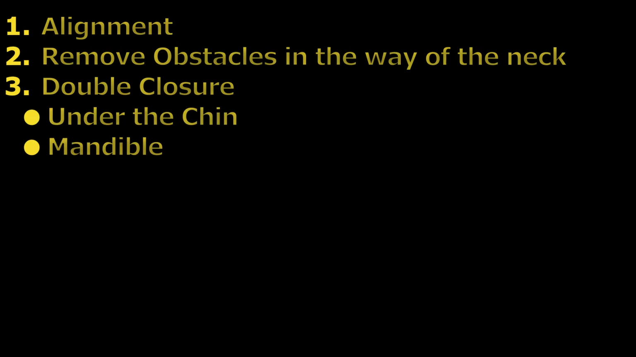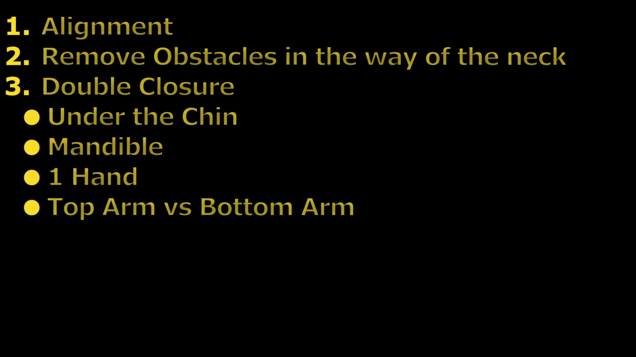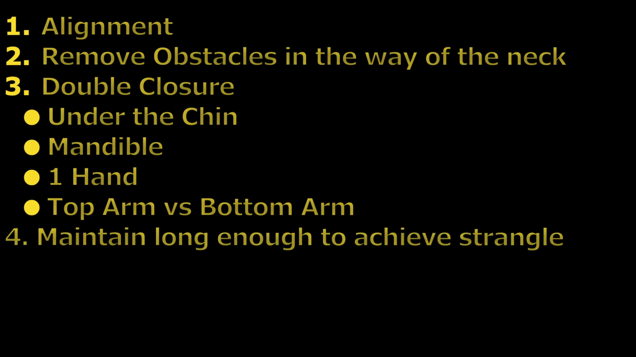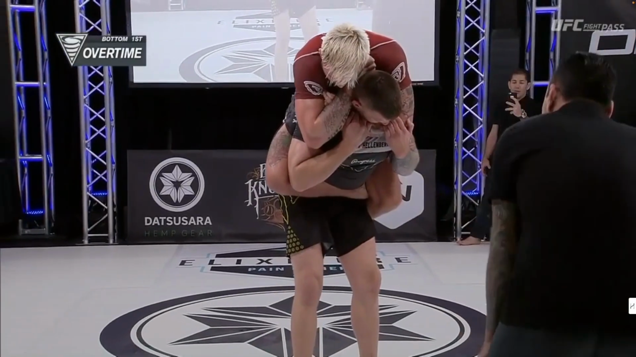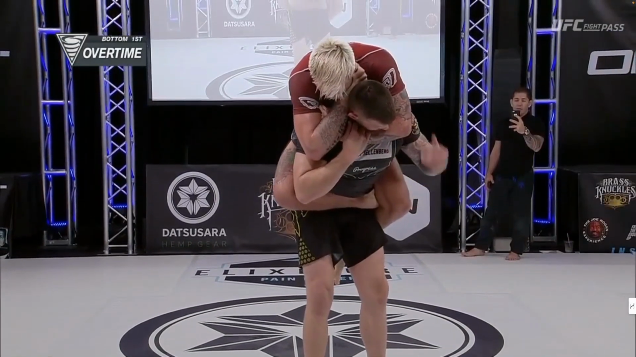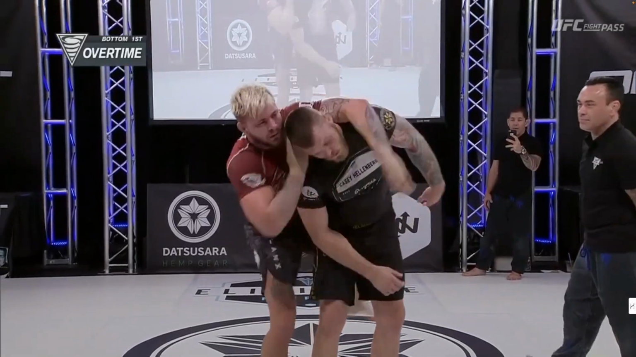So there are many ways to achieve double closure, but once we do, the final step is to maintain our position long enough to achieve the strangulation finish. Strangulations take time to work, so we need to maintain our finishing position long enough to get the tap or put our opponent to sleep.